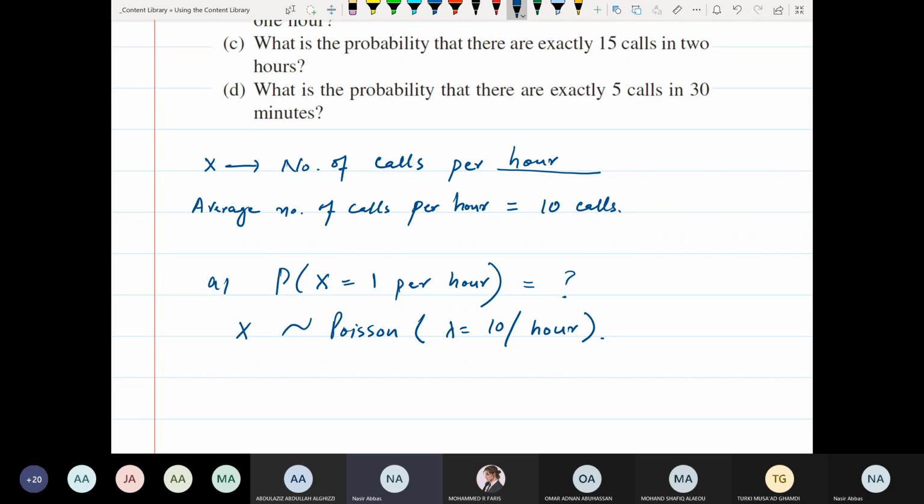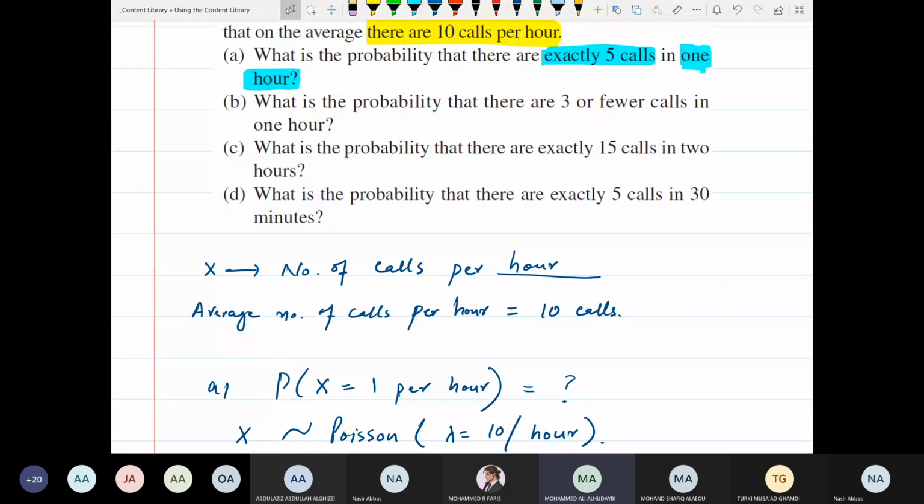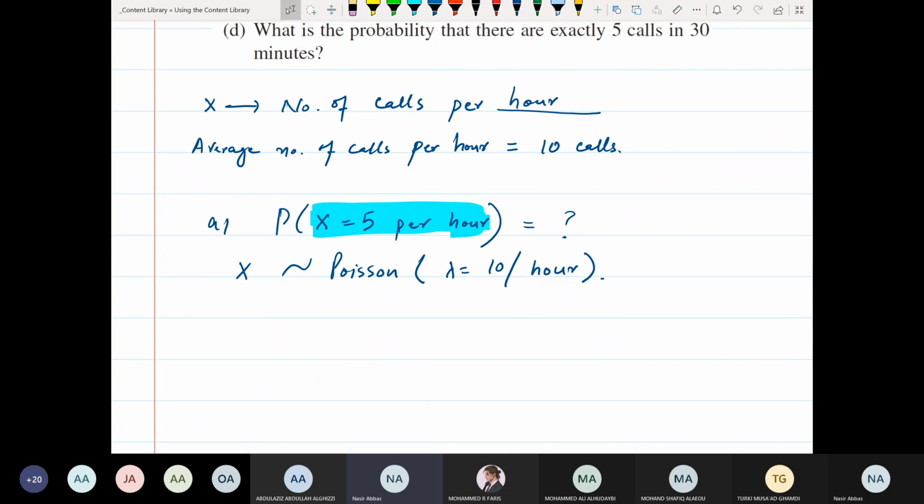Muhammad Ali. Is it X equals 5? Come again? Is it X equals 5? Oh, yes. 5 calls per hour. Yes, thank you. The question is saying 5. Yes, absolutely right. So we can write the probability mass function of X easily.